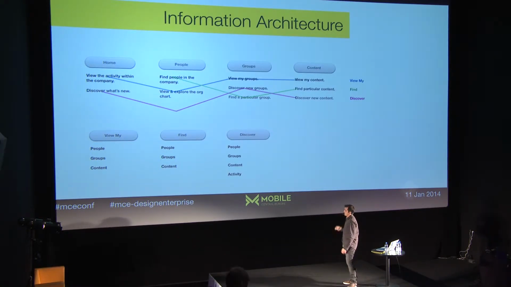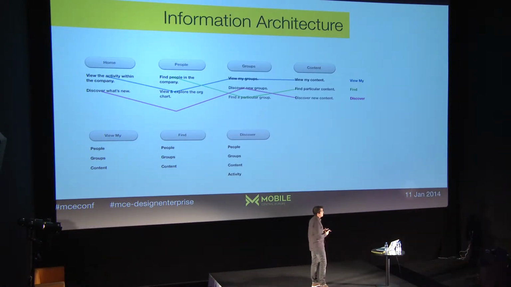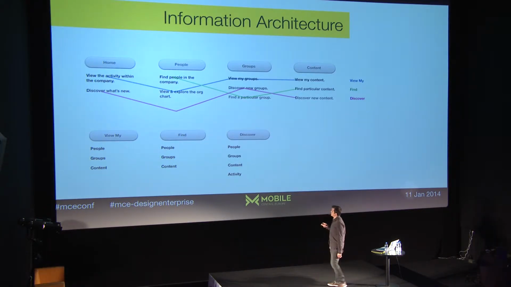And then content. I need to view the content that I've published. I need to be able to find content when maybe I don't know the name of the document. I need pretty good search. And then obviously discovering new content. So we took those and you can see they map out into view my stuff, find stuff, and discover stuff. So we took that, and here's the IA for the iPad application.